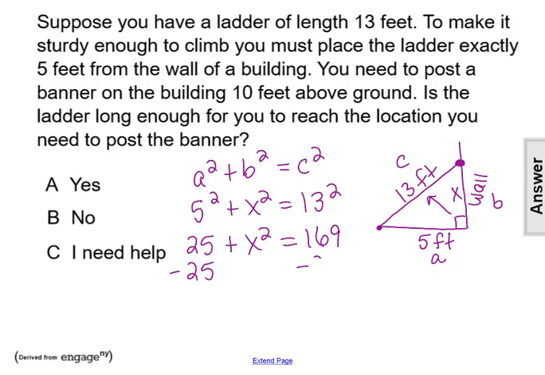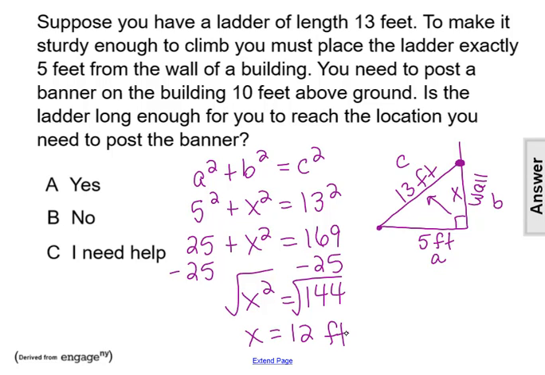Subtracting 25 from both sides gives us that x squared equals 144. And taking the square root of both sides gives us that x equals 12. So that means that the ladder is touching the wall 12 feet in the air, or 12 feet up the wall.